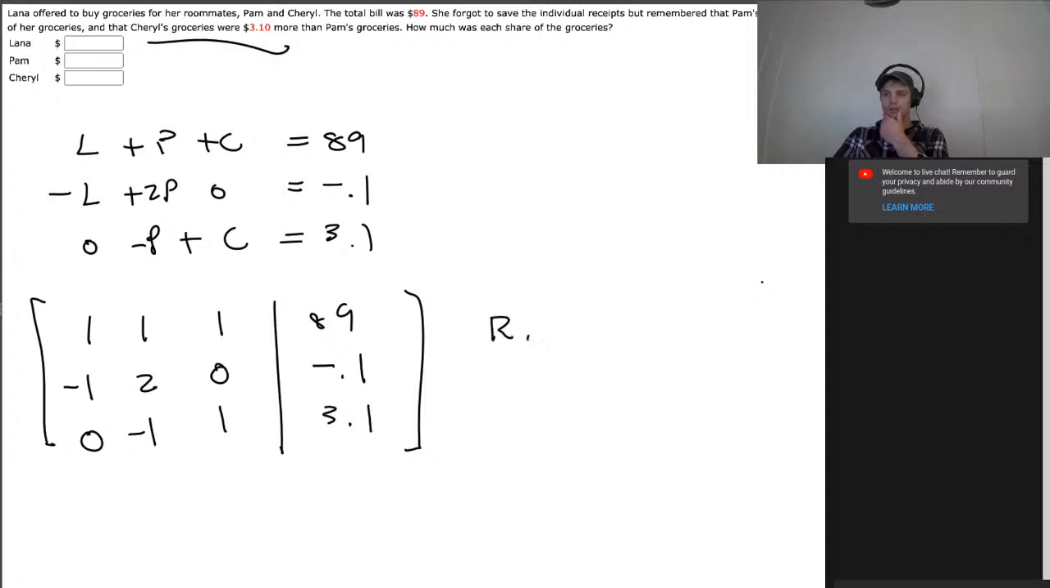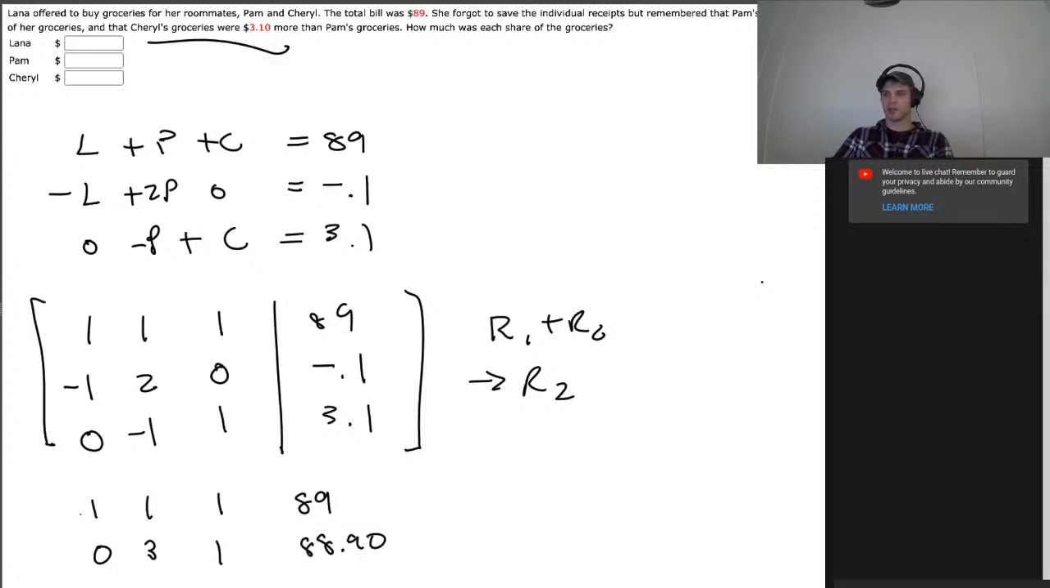Let's do row 1 plus row 2, and we'll store this in row 2. What I've done is I've chosen this as a pivot, and I'm just going to eliminate everything below it. So I'm going to turn this into a 0. So row 1 plus row 2, we get 1, 1, 1, 89, so the first row hasn't changed. 1 plus negative 1 is 0, that's what we're looking for. 1 plus 2 is 3, 1 plus 0 is 1, and 89 minus 10 cents is going to be 88.90. Then we haven't changed row 3, so we'll leave that alone. And there we have it.